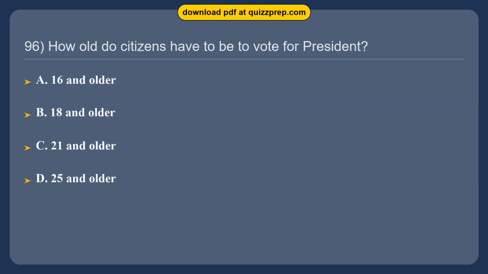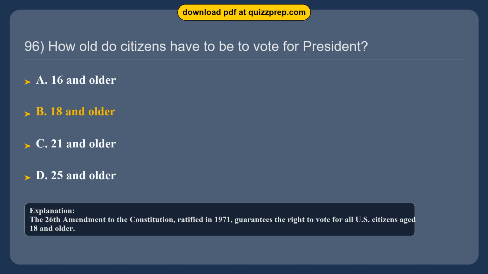Question 96. How old do citizens have to be to vote for president? Option A, 16 and older. Option B, 18 and older. Option C, 21 and older. Option D, 25 and older. The correct answer is option B, 18 and older. The 26th Amendment to the Constitution, ratified in 1971, guarantees the right to vote for all U.S. citizens aged 18 and older.